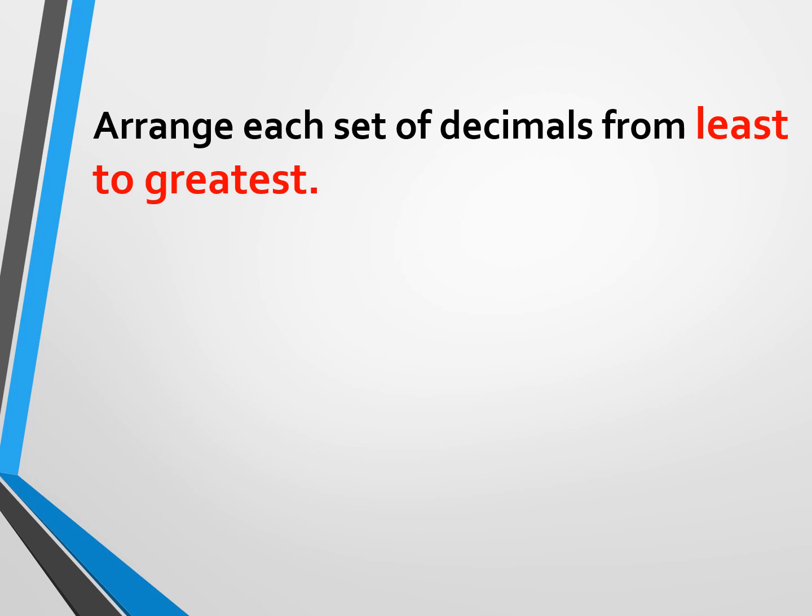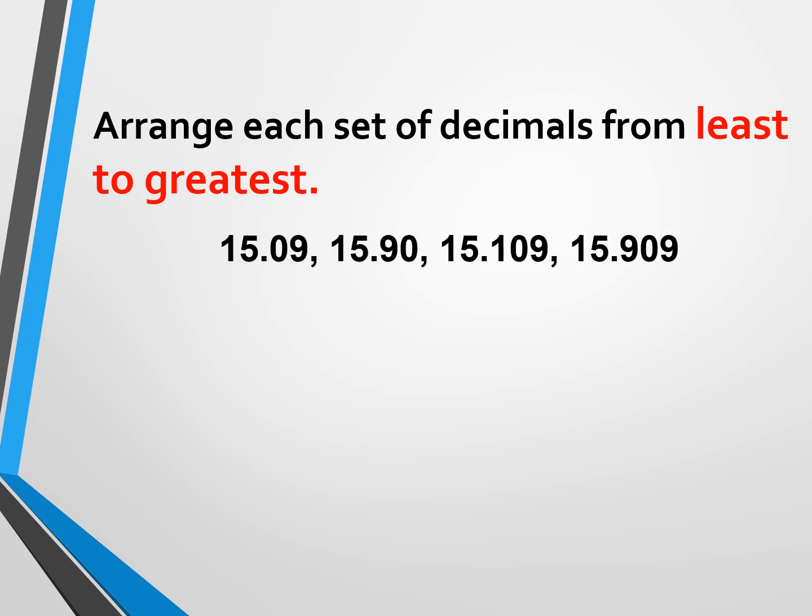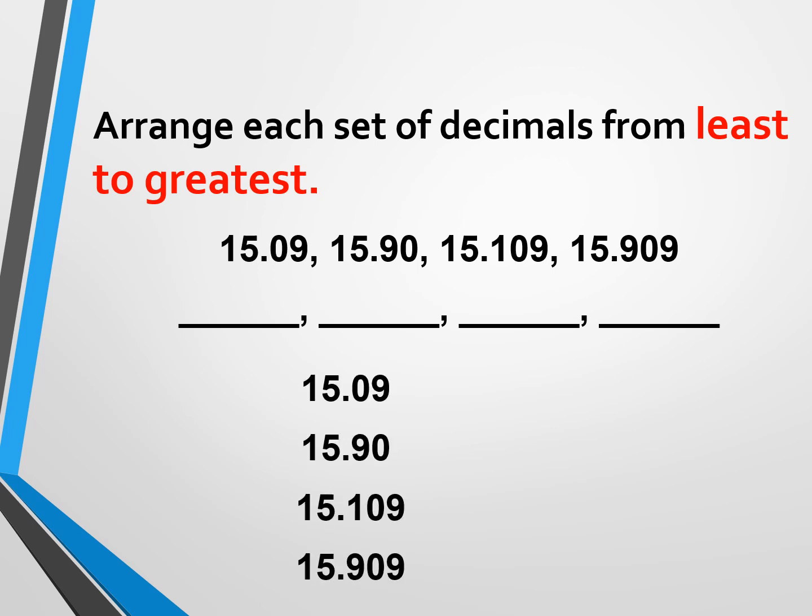Correct. Very good. Next, arrange its set of decimal from least to greatest. Let's have 15 and 9/10, 15 and 90 hundredths, 15 and 109 thousandths, and 15 and 909 thousandths. So, since we have 4 decimal numbers, first we are going to align them so that we can easily compare. Next one is we can add 0 so that they have the same number of place values.